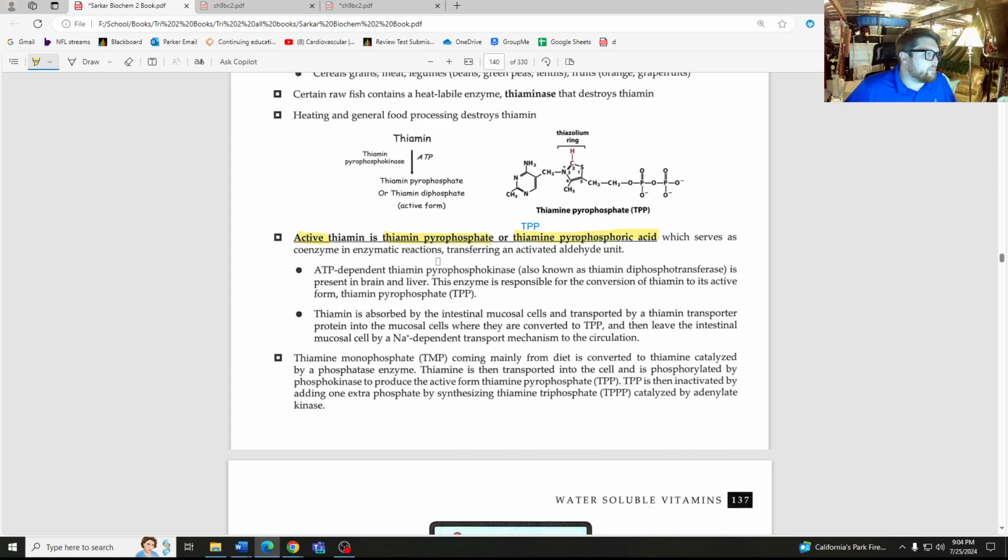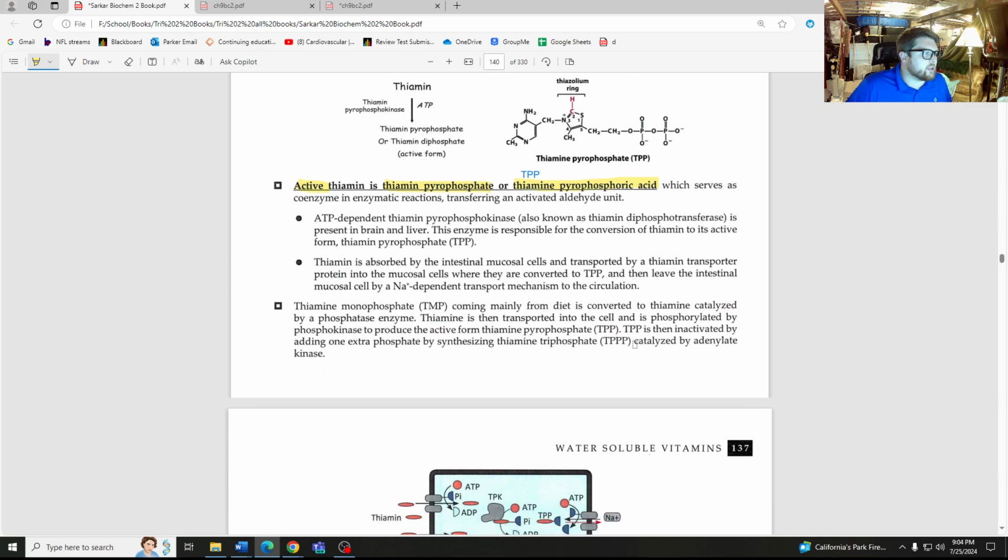ATP-dependent thiamine pyrophosphokinase, also known as thiamine diphosphotransferase, is present in the brain and the liver. This enzyme is responsible for the conversion of thiamine to its active form, thiamine pyrophosphate, or TPP. Thiamine is absorbed by the intestinal mucosal cells, so it's absorbed in the intestines and transported by a thiamine transporter protein into the mucosal cells, where it's converted to TPP, and then leaves the intestinal mucosal cell by a sodium-dependent transport mechanism to the circulation.